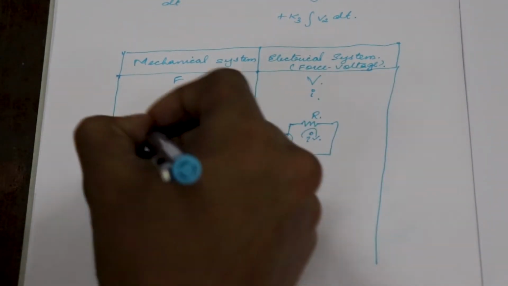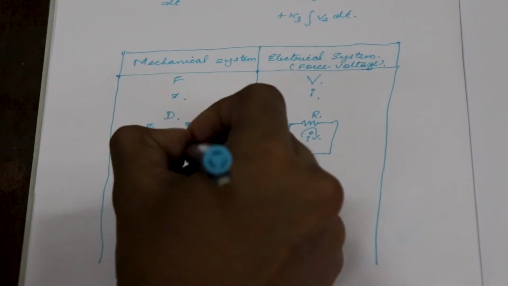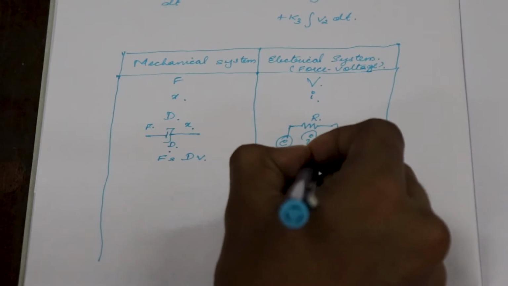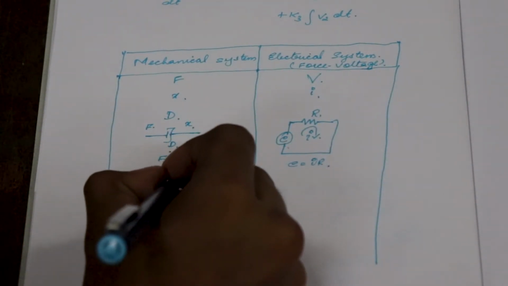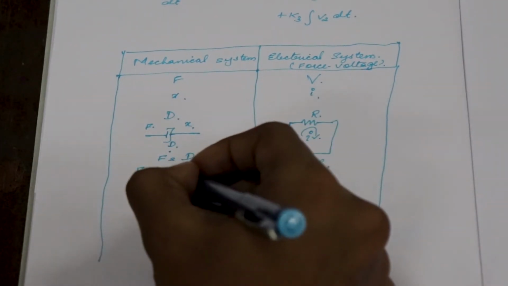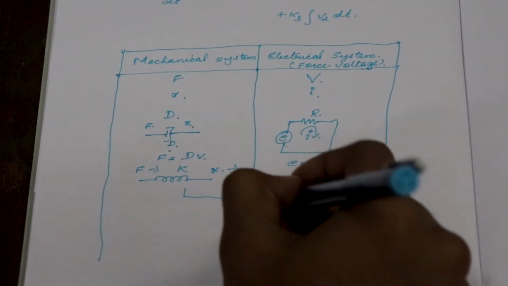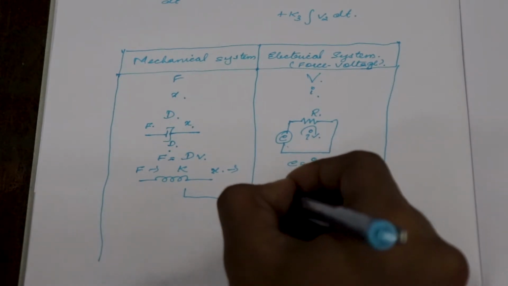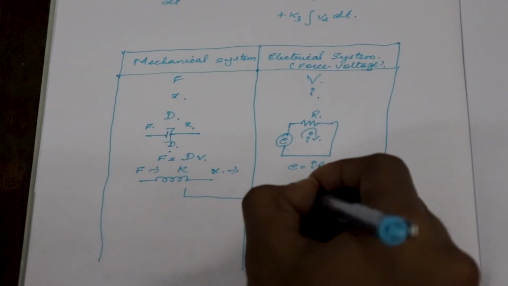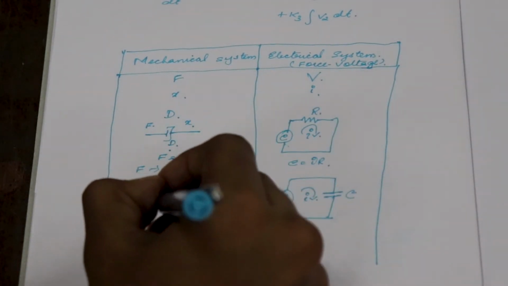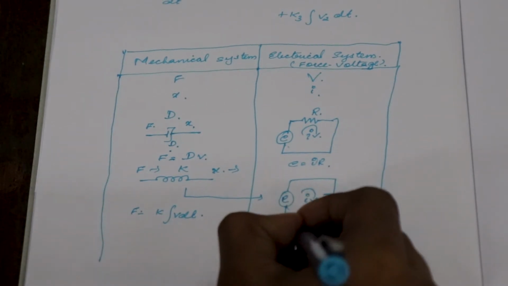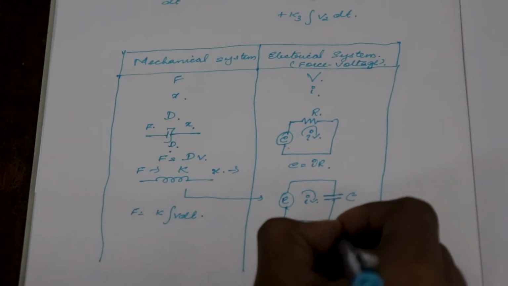The equation for a damper, in terms of velocity, is d into v, so F is equal to d into v, and therefore the equation for a resistor is E is equal to IR. Similarly, for a spring, the constant K and a force F applied give a displacement x, and this is replaced in an electrical system using a capacitor to which a voltage is applied, and a current I flows through it. The equation becomes K into integral of v dt, and for the voltage equation, E is equal to 1 by C integral of I dt.